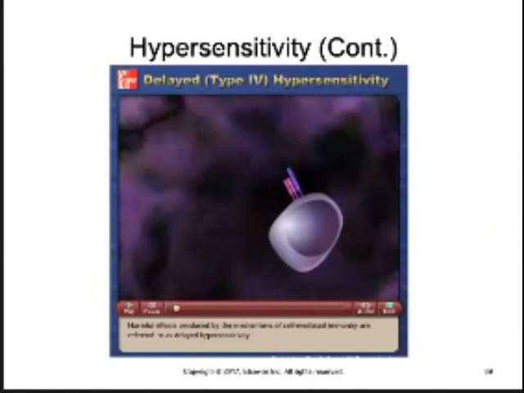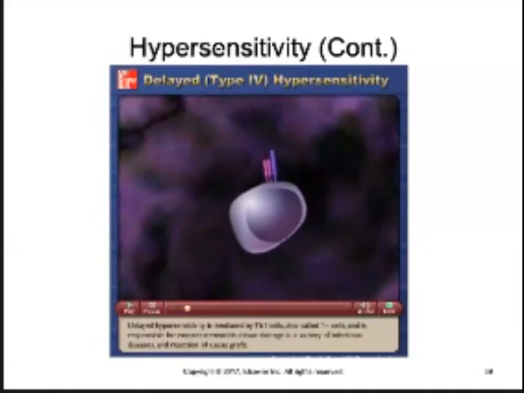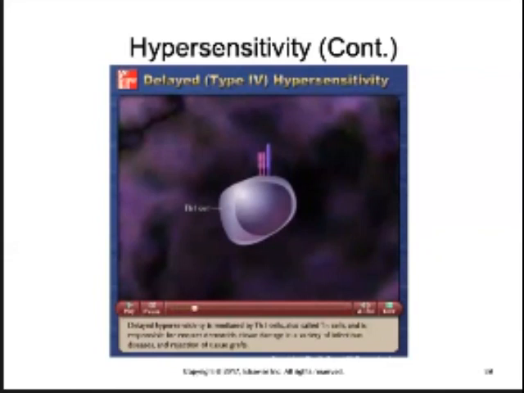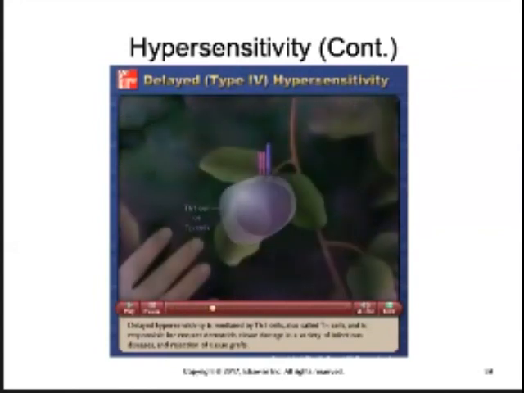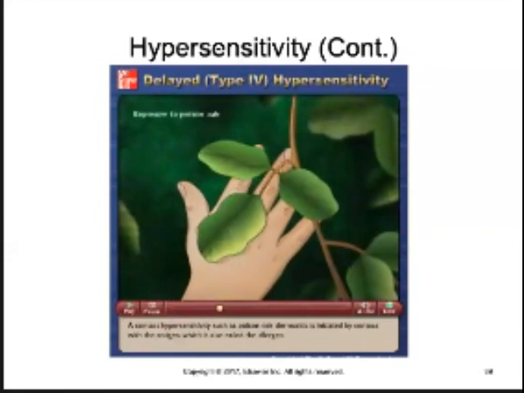Effects produced by the mechanisms of cell-mediated immunity are referred to as delayed hypersensitivity. Delayed hypersensitivity is mediated by Th1 cells, also called TD cells, and is responsible for contact dermatitis, tissue damage in a variety of infectious diseases, and rejection of tissue grafts. Contact hypersensitivity, such as poison oak dermatitis, is initiated by contact with the antigen, which is also called the allergen.